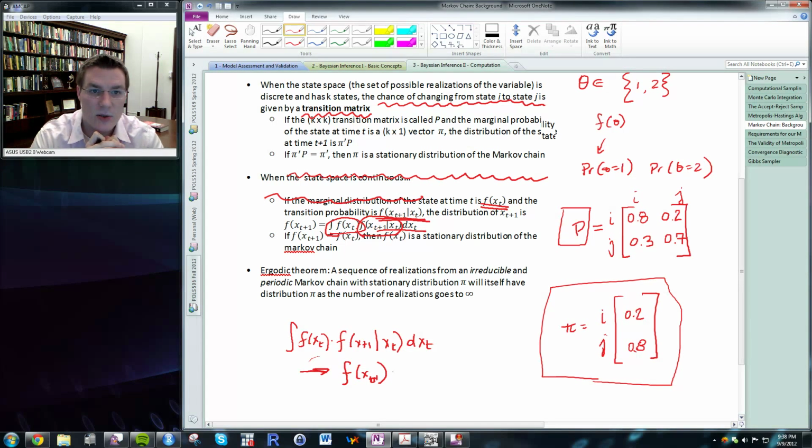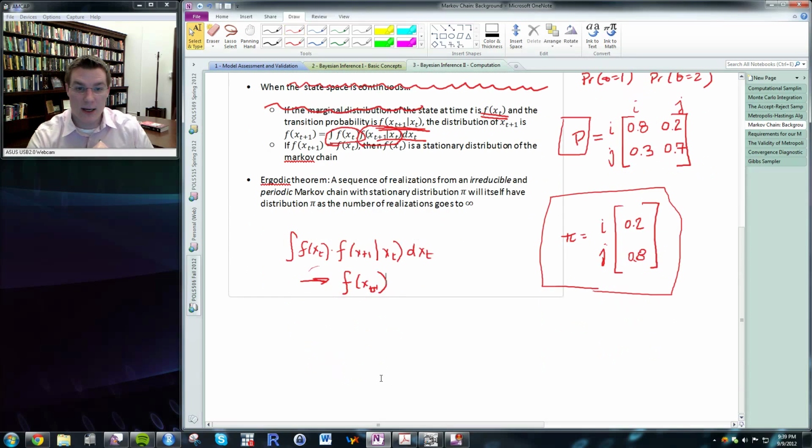It's analogous to pi transpose times P giving you pi again. If the integral of f of xt times f of xt plus 1 given xt gives you f of xt again, then we have a stationary distribution.